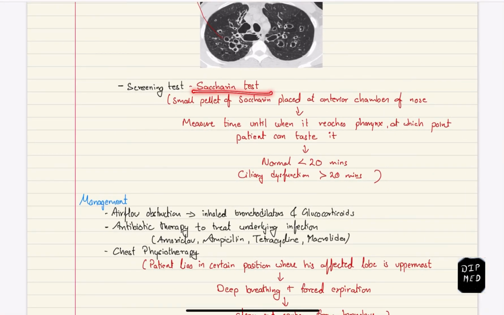Saccharin test is done for screening, where a small pellet of saccharin is placed at the anterior chamber of the nose. Then we measure the time until it reaches the pharynx, at which point the patient can taste it. Normal time is less than 20 minutes. If more, ciliary dysfunction is suspected.